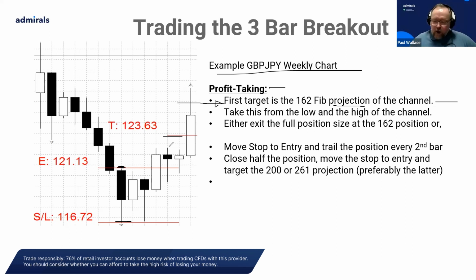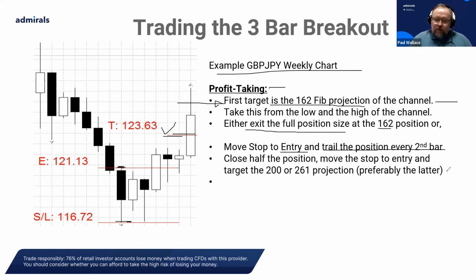And depending upon your own particular risk style, what we'll be looking at doing is either exiting the full position at the 162 expansion, or, if you want to try and run the trade as much as you can, you can move your stop to entry once you've hit that target and trail the position every second candle. Okay, that's one way you could do it. So if you prefer to utilize a trailing stop rather than a target, that allows you to trail the position every second candle once you've hit that first target of the 162 fib expansion.